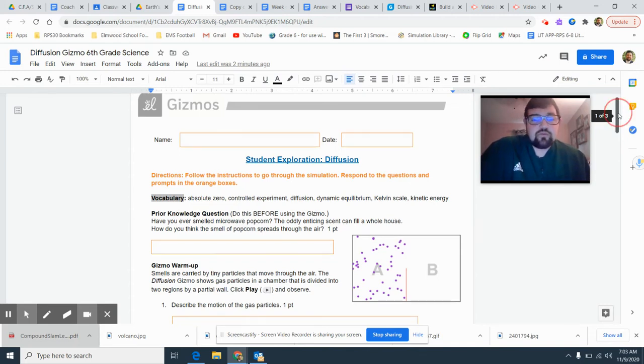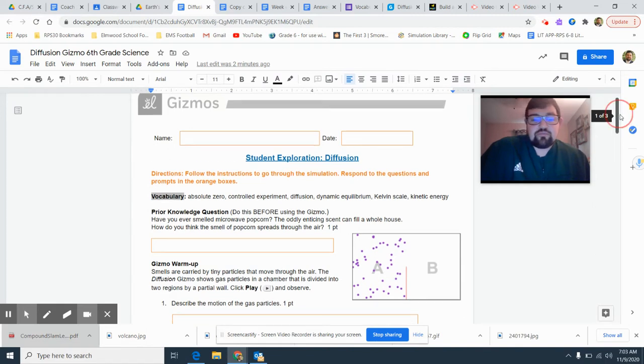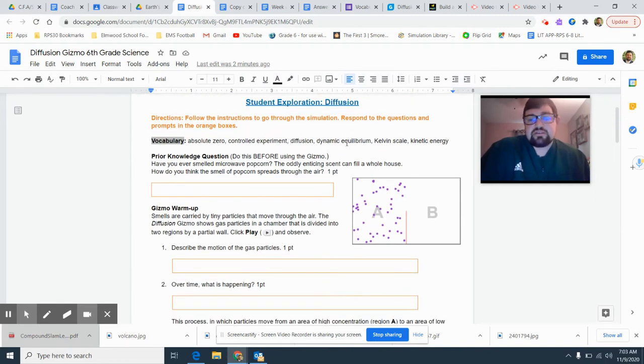Okay. So when you get in here, there's always going to be some prior knowledge questions, and there's always going to be a list of vocabulary. And so these are words that you may or may not know. They're usually defined in the experiment themselves. Some of these vocabulary words aren't in here because I took out this section where it talks about kinetic energy, for example. And a lot of that is because diffusion is a really cool scientific thing, and we can use it to learn a lot of different things depending on what we're focusing on.